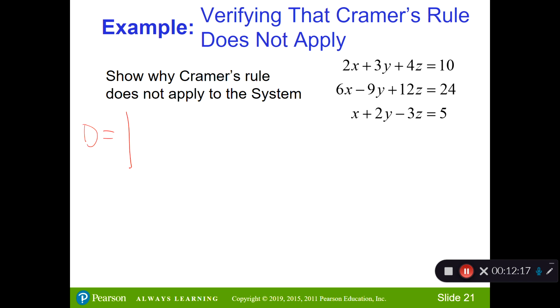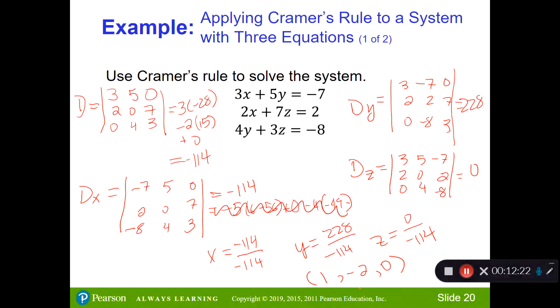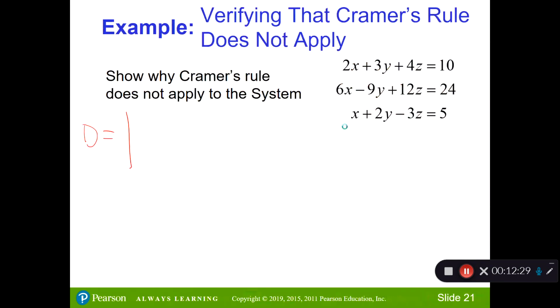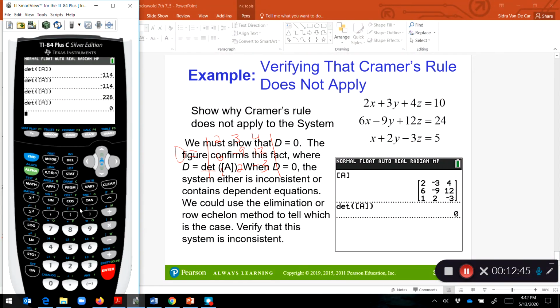So let's look at it, right? Because notice that d was in the denominator in all of these. So with d being in the denominator in that expression, I can't solve by d if that's a 0. So working this out, I'd have 2, 3, 4, 6, -9, 12, 1, 2, -3. And now let's go to our calculator and let's work this out.